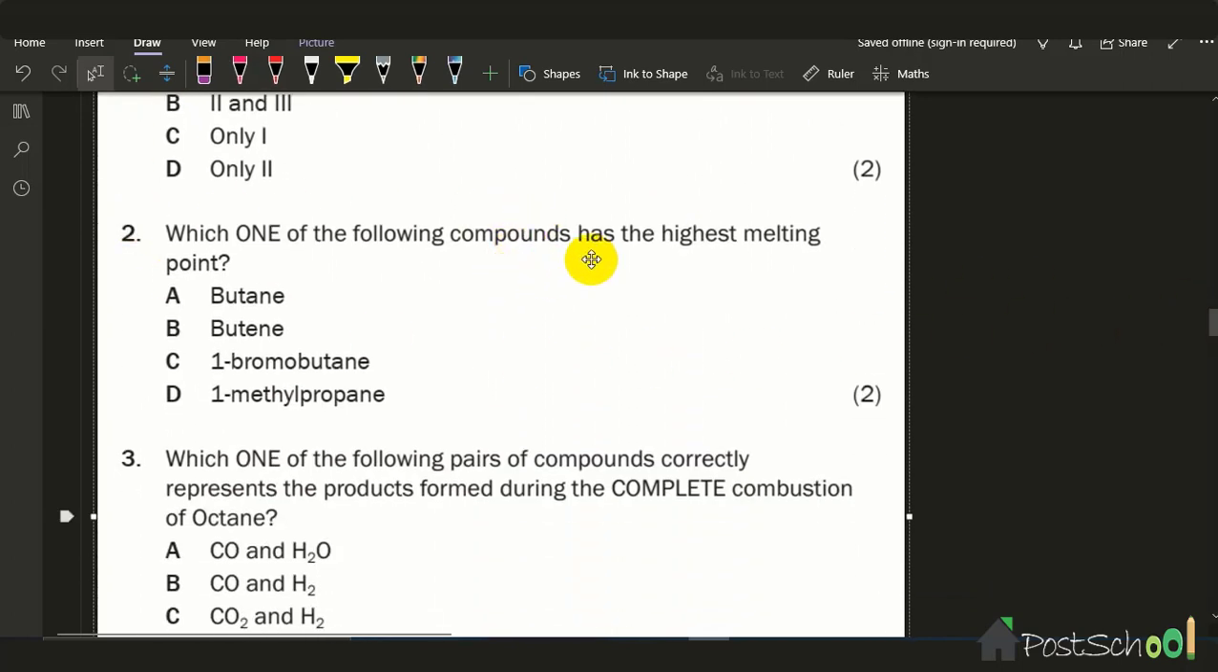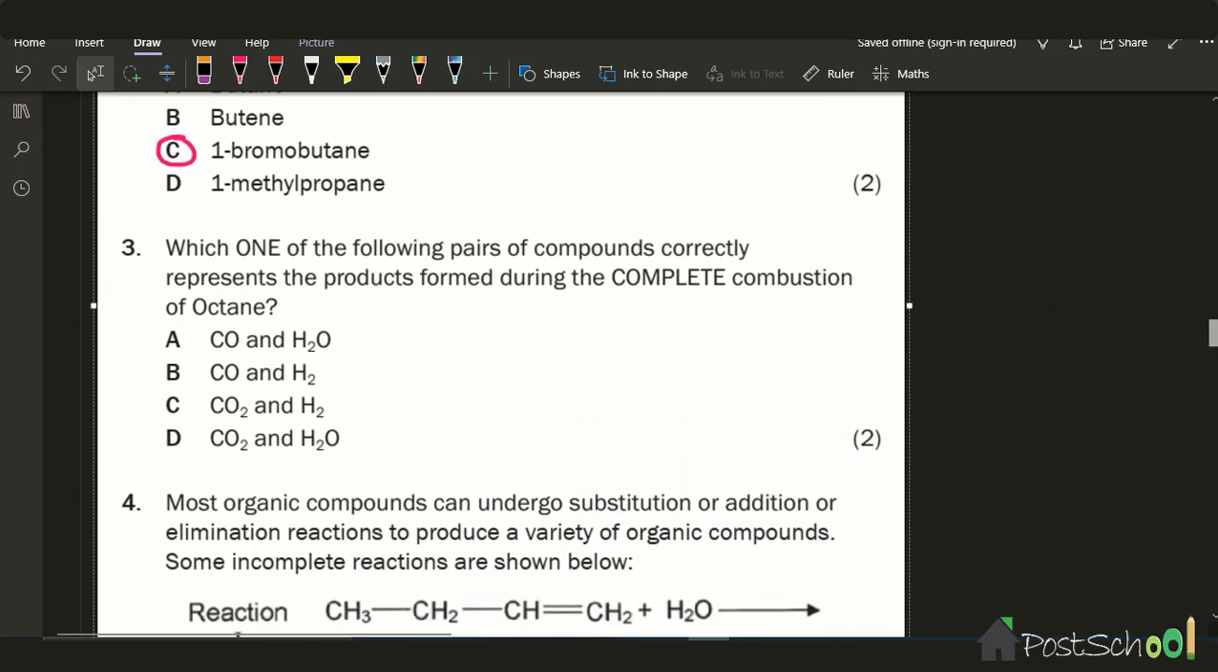Which one of the following compounds has the highest melting point? The highest melting point is C. With a highest melting point comes a highest boiling point. So here the haloalkane is the one that has the highest boiling point, and it will also have the highest melting point.